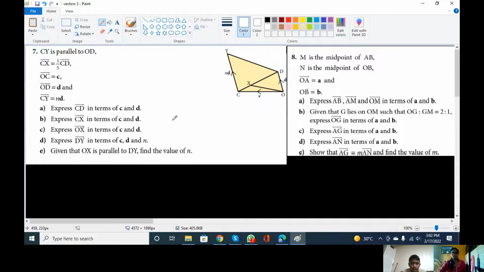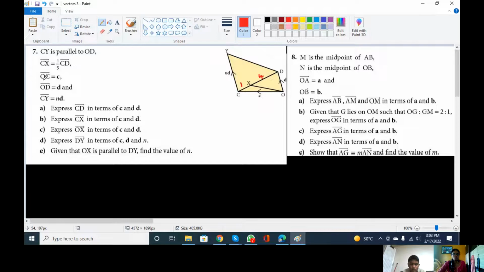Yeah. Okay. So, CY is parallel to OD. So, these two lines are parallel. Vector CX is 1/5 of CD. Means this CD is a total of 5 parts. This is 1 part and this is 4 parts.